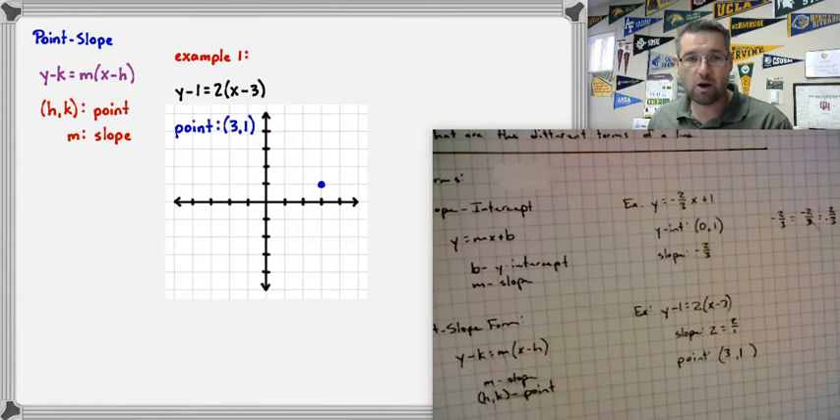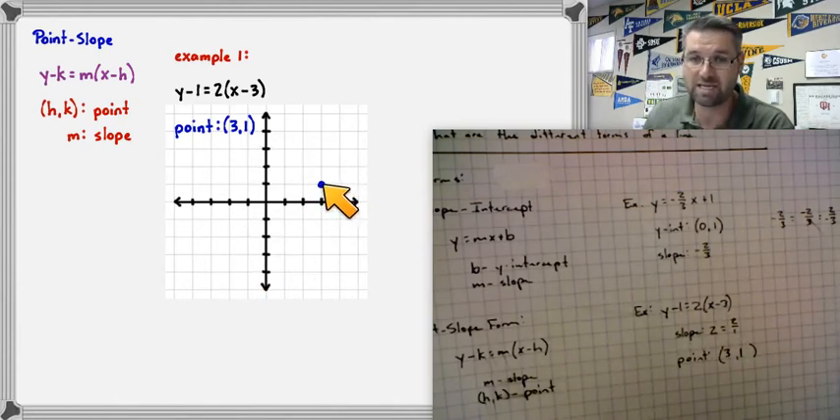And then from there, we're going to follow the slope. And I'm going to emphasize this. From there, from that point, not from the y-intercept, not from anywhere on the graph. We're going to start at this point that was identified, and we're going to follow the slope.